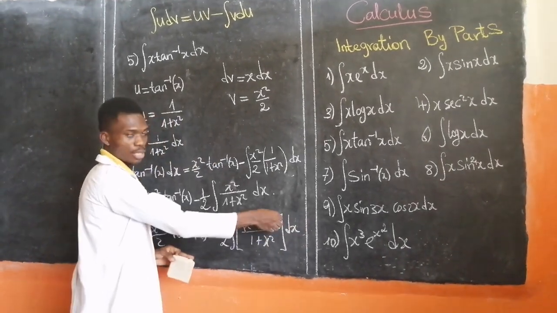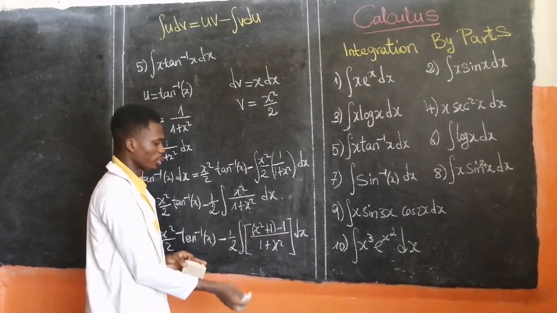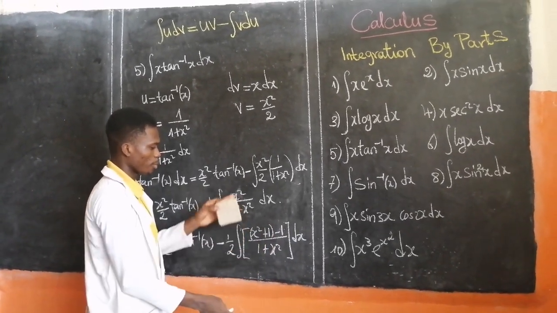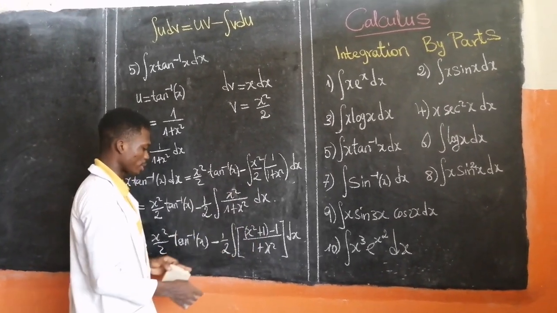Why am I adding 1 and subtracting 1? By adding 1 and subtracting 1, I have not changed this equation. But you are going to see the reason why I'm doing this, because I need to resolve this integral in a way that will not disturb me.